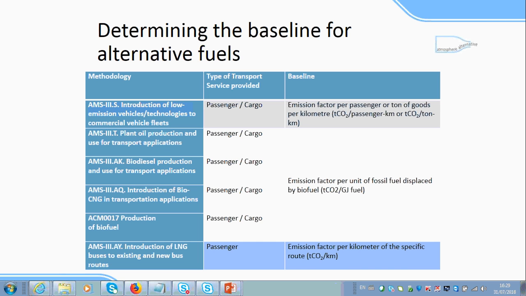Finally, we have AMS3AY, which is for the introduction of LNG buses to existing and new bus routes. So this is a change usually from fuels that are used by traditional buses, mainly diesel, and a switch to LNG. This methodology uses a different strategy for determining the baseline because it's related to the existing efficiency and emissions intensity of the operation of buses on the bus route. So the baseline emissions are defined based on the emissions per kilometer of the buses on a specific route, taking into account the operating conditions on the route and the type of fuel that's being used in the baseline.